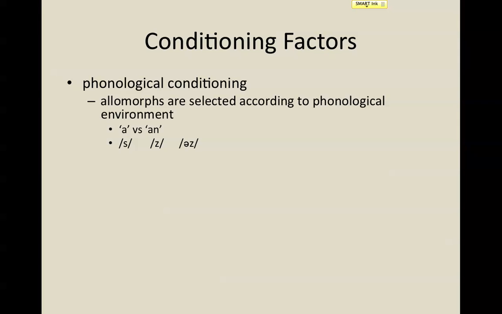So for a, the word that follows will begin with a consonant, and for an, the word that follows will begin with a vowel. So a is a morpheme, but it has a variant, an allomorph, which would be an. And then also the s and z, again, just labeling as another example that we've talked about. It should be quite familiar by now.